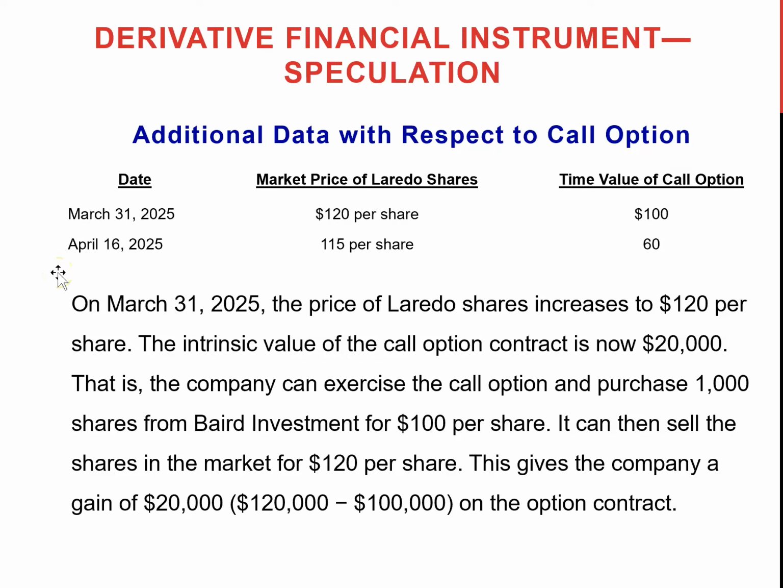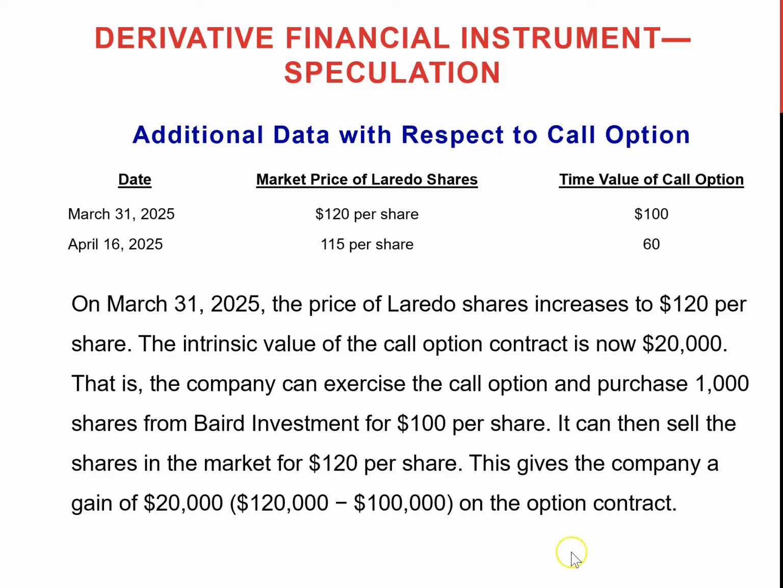So on March 31st, the company prepares their quarterly statements, and the company looked at the market price of Laredo's shares, which is $120 per share. So now, based on that exercise or strike price, the intrinsic value for each option is now $20. So the company is actually making a gain of $20 per share, and for 1,000 shares, $20,000, and the call option value is also increasing, so the company will record that. And also the time value decreased. Originally the $400 was the entire time value, now it's $100, so we will also reduce this by $300.